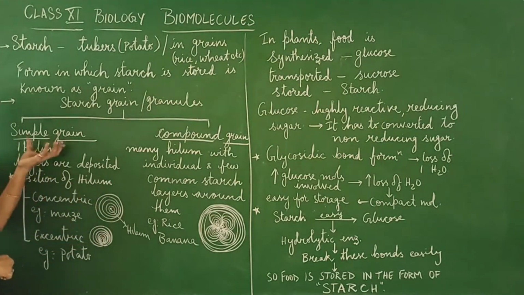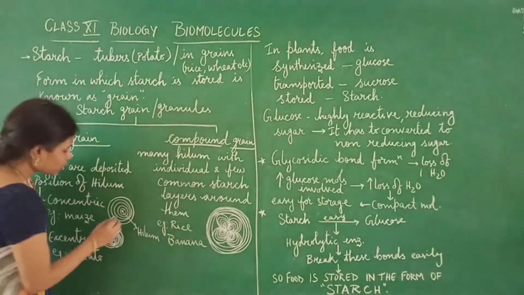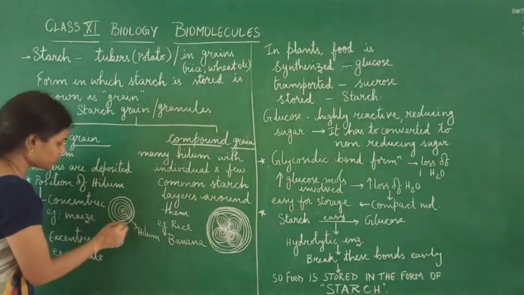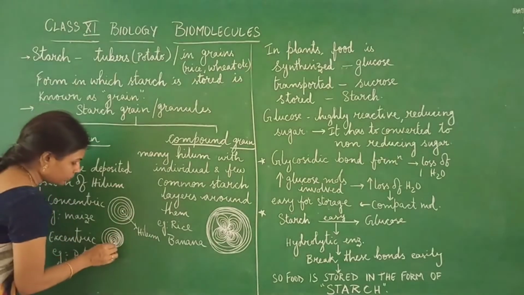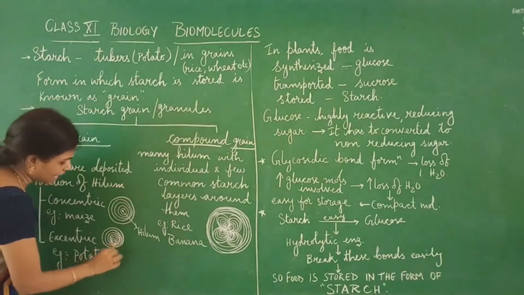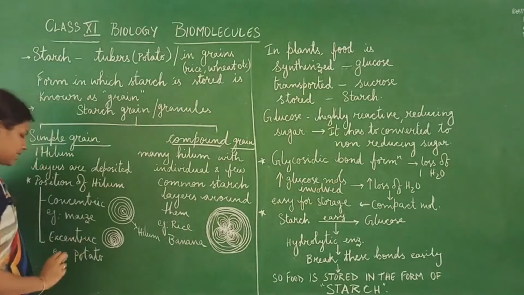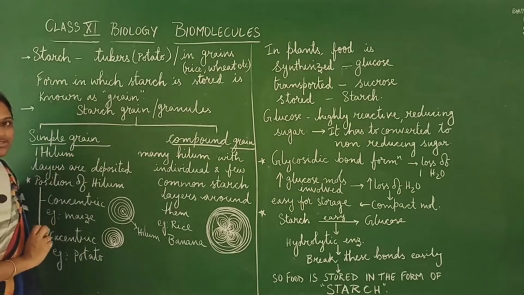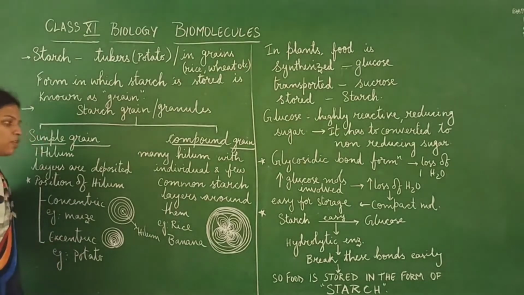Based on the position of the hilum, the simple grain is again divided into 2 forms, that is concentric simple grain and eccentric simple grain. So if there is only one hilum and the starch layers are being deposited around it, then it is called a concentric simple grain. And if the hilum is shifted towards the periphery and we see the layers depositing over there, then it is called an eccentric simple grain. The example for concentric is maize, and we see eccentric simple grain in case of potato.